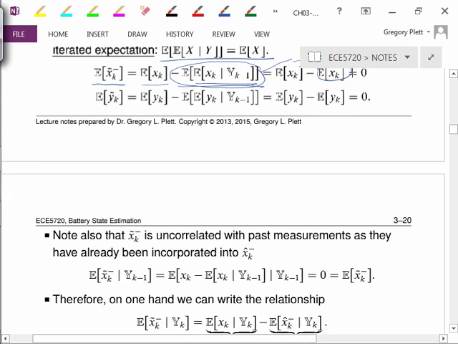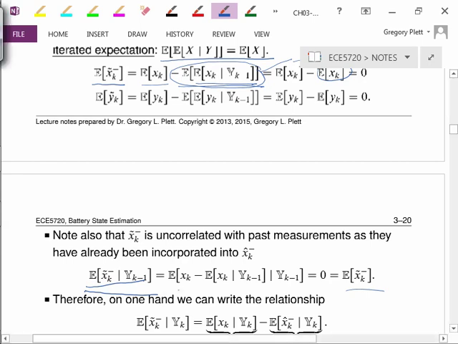We can also show that the expected value of x tilde minus given previous measurements is uncorrelated with the past measurements because they've already been incorporated into x hat. So the expected value of x tilde minus given past measurements is just the expected value of x tilde minus without the past measurements. They've already been built in.